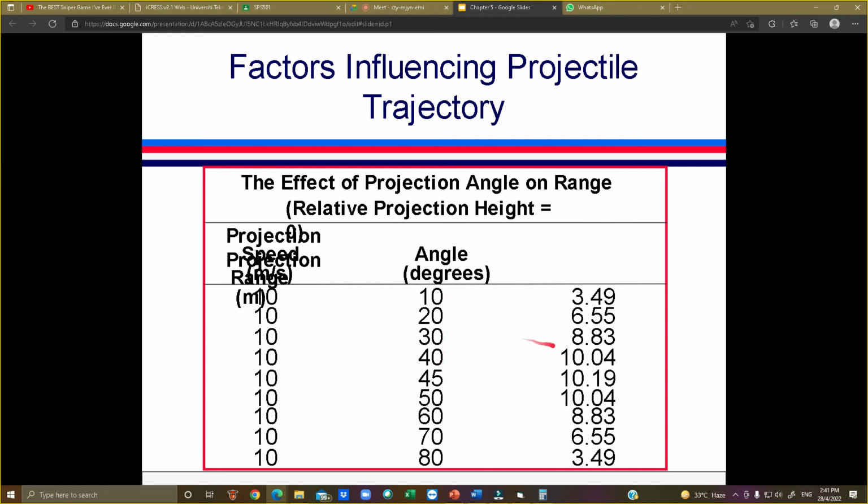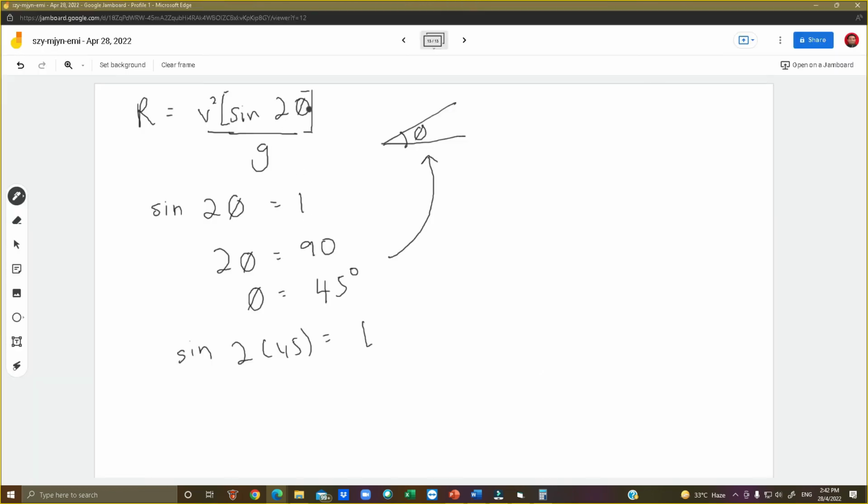Kalau kamu nak cuba kira ni, cuba lagi masukkan figure so sikit. You are going to notice that 45 degree is going to give you the longest R, simply because when we put 45 degree into the equation, this part of the equation will give you value of 1. Other than that, it will give you value less than 1, 0.8, 0.7, 0.6. So when we multiply with velocity and divide it with gravity, you're going to end up dengan value yang sedikit berbanding dengan 45 degree.